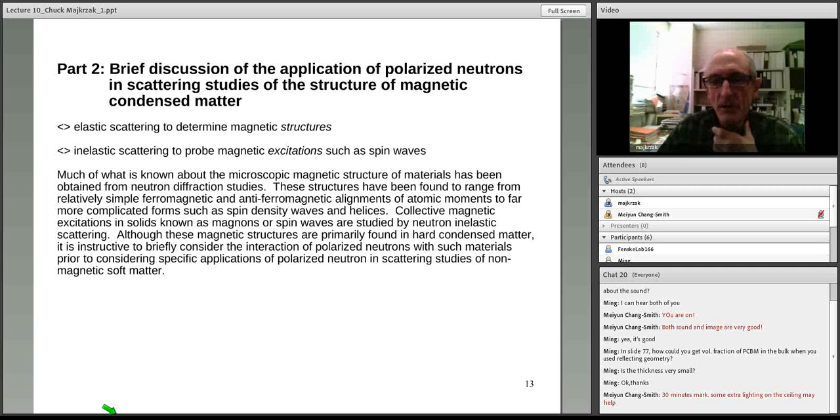Okay, part 2. So we're just going to talk a little bit about how, by doing reflectometry experiments with polarized beams, we are able in fact to deduce magnetic structures in hard condensed matter.